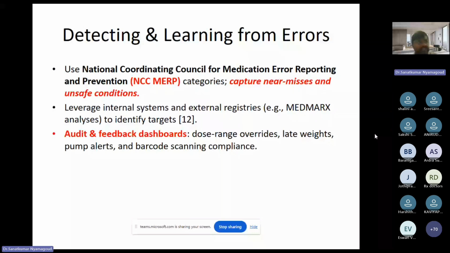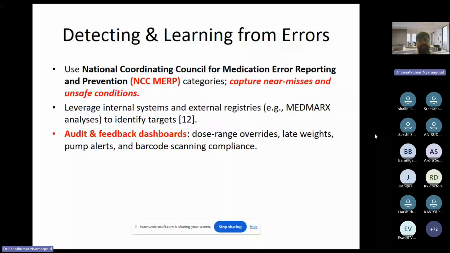For this they also do audits. They take feedback from the nursing staff and clinical pharmacists, and they have feedback dashboards. They keep it always. They talk about dose range overrides. Many times they do late weight checkups, check pump alerts, and look at barcode scanning complaints. These audits have to be done every time so that they can try to avoid errors.